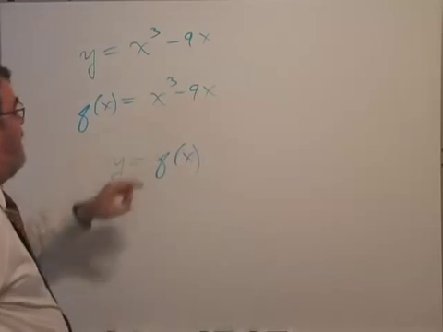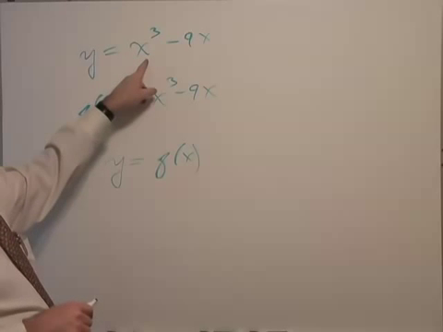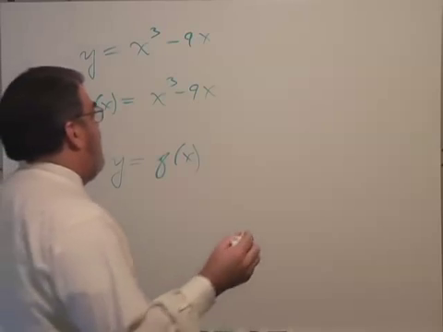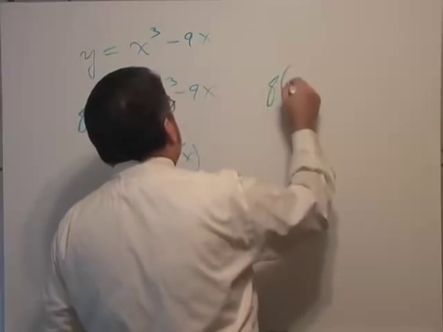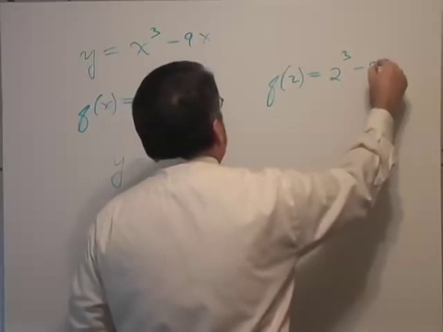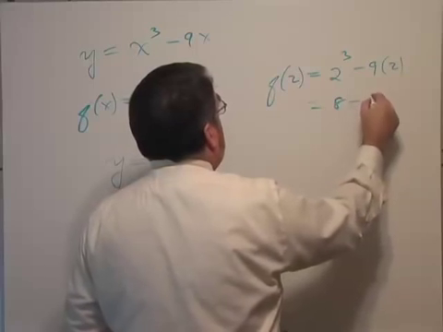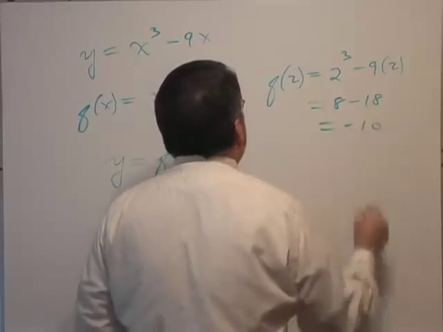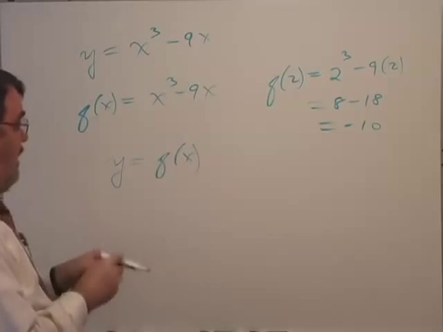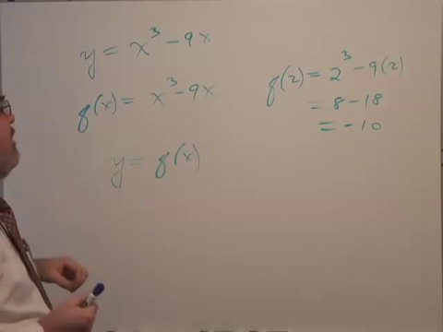And so, for example, up here, if we wanted to ask the question, what is y when x is 2? Well, to answer that question, we could say, what is f at 2? F at 2 would be 2 cubed minus 9 times 2. And that ends up being what? 8 minus 18, which is negative 10. So f at 2 is negative 10, and that's the y value when x equals 2.